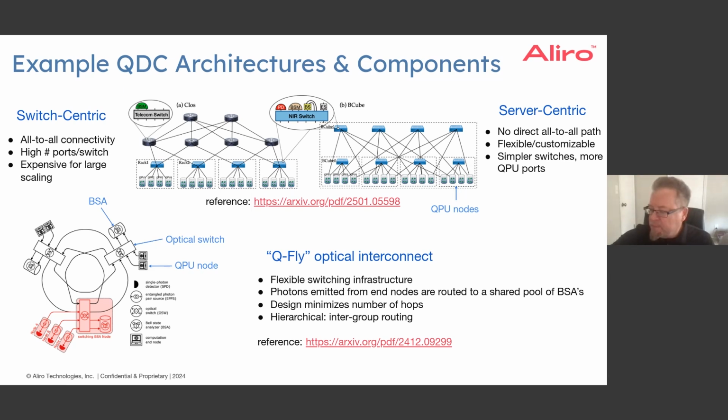And so essentially, because we're having all-to-all connectivity, this can get a little bit expensive as we increase the scaling of the system. An alternative topology is this server-centric topology, where we have different servers that have some basic quantum operations. We don't have direct physical path connections to each QPU, but we can support that using entanglement routing in our system.